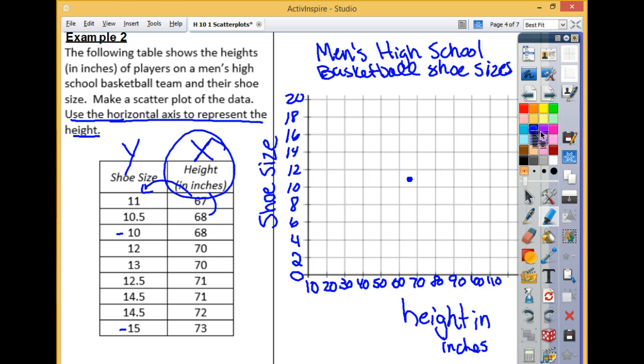Then what? 68, 10 and a half. So about 68 and 10 and a half. About right in there, I suppose. They're kind of close, aren't they? 68 and 10, so one right below it. 70 and 12 and 70 and 13. 70 and 12, 70 and 13.